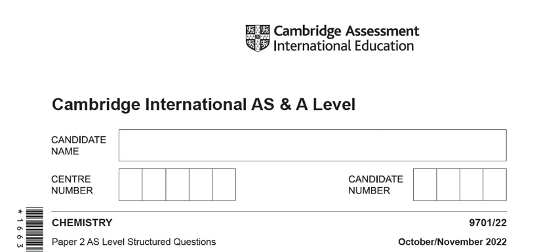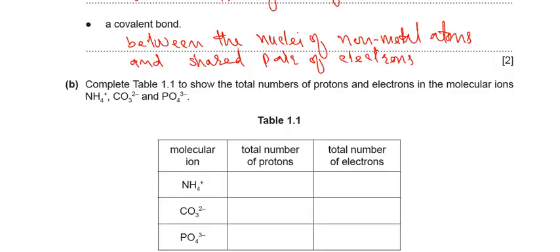Today we are going to solve question 2 of the same paper we discussed already, and in which we solved question 1. So this is October/November 2022, 9701/22. Hopefully you enjoyed the previous video and successfully solved question 1. So I'm going to solve question number 2 for you. Going straight to question number 2.